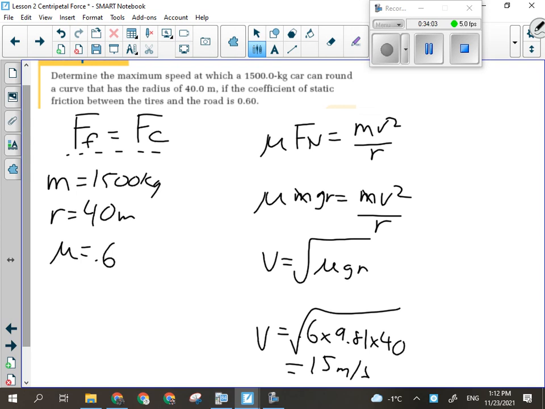All right, everybody okay with that? I cannot remember the last time the unit exam did not have a problem involving an unbanked corner as the first question.